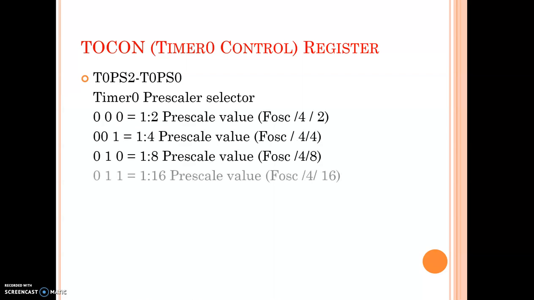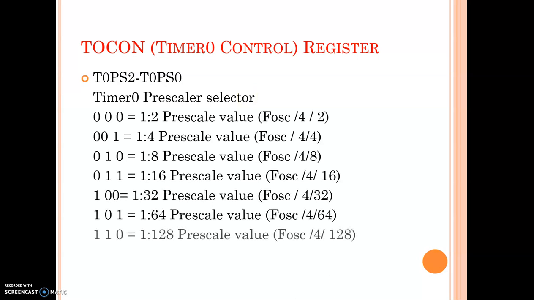At this moment I just want to update you that if the time delay generated by the oscillator frequency divided by 4 is too small, then definitely we can go for the prescaler value to increase our time delay. So at this moment you can remember only one thing: for increasing the time delay, we can always use the prescaler.